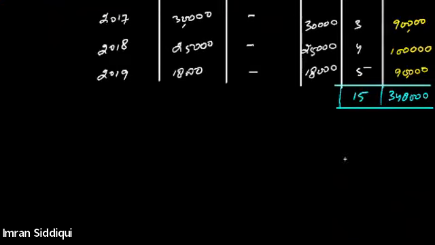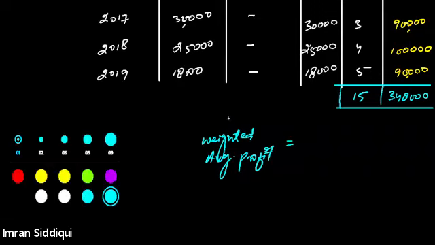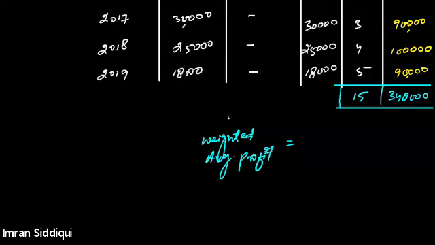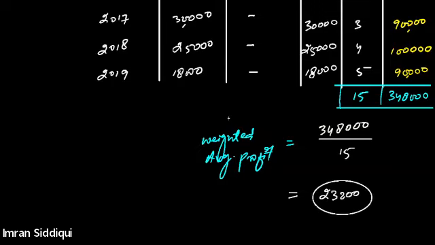Now we need to find out the weighted average profit. For weighted average profit, what do we do? How do we find out weighted average profit? Divide 348,000 by 15. Perfect. Very good. So dividing it by 15, we should get 23,200. Is this clear, everyone?